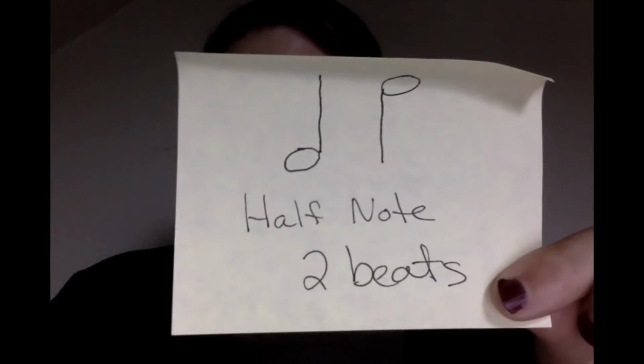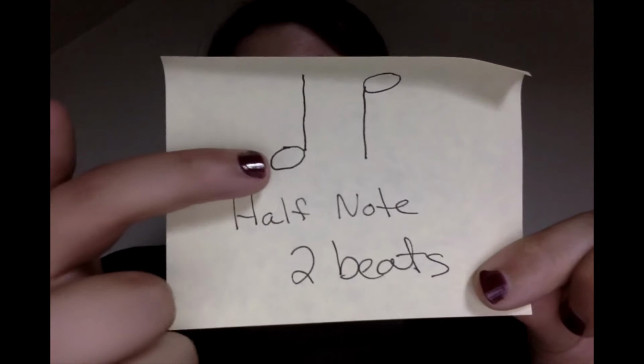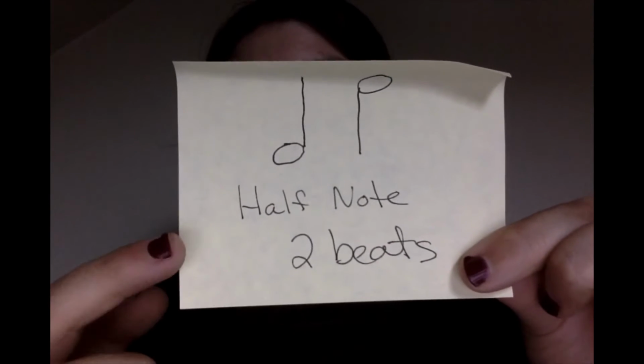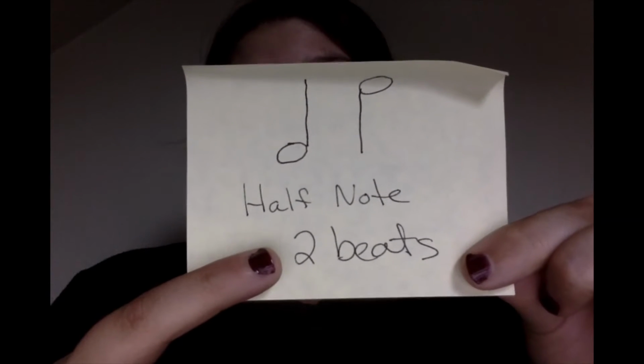Moving on to half notes. This is what a half note looks like. As you can see, the note head is not filled in, but it still has a stem. This is called a half note. It gets two beats. So our quarter note was ta, ta, ta, ta. Our half note gets two beats, so it is ta, ta. 1, 2, 1, 2. Good?